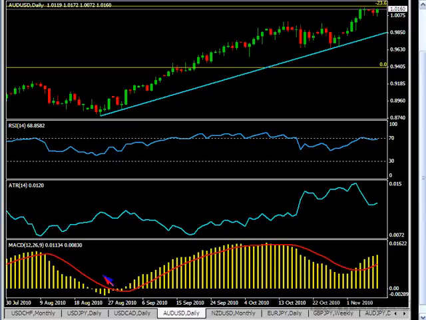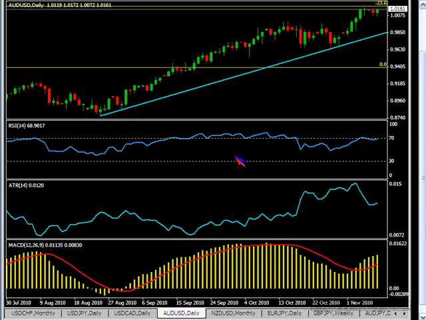We're looking for convergence. If the trend is to the downside, we want to see the histogram bars making lower lows. What we do not want to see is when the market's making higher highs and the histogram bars are making lower highs. This shows us a period of consolidation. Doesn't mean the entire trend is done, but for the time being, the market is pulling back. We want to see, again, if the market's making higher highs, the histogram bars making higher highs. So, trend lines, RSI, ATR, MACD, and also the market making higher highs or lower lows.